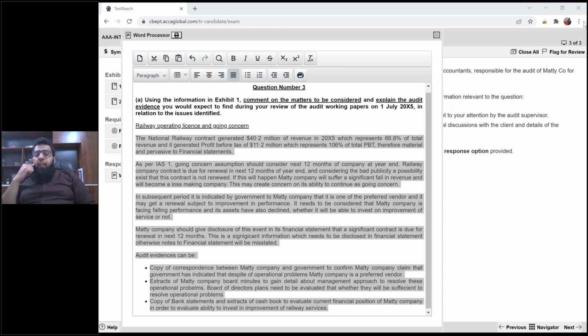One student has asked, sir, what about adding material uncertainty on GC para? Yes, it will be added, but we don't write it in matters to consider. It is written when we are doing reporting questions. This is not a reporting question. This is a matters to consider and evidence question. And one student has suggested an audit evidence that we can have minutes of discussion with management to discuss how they will overcome bad publicity issues. Yes, you can include it in the evidence.